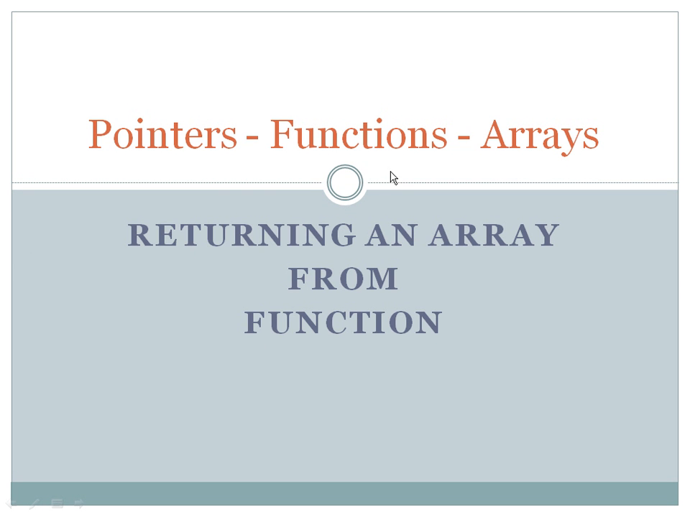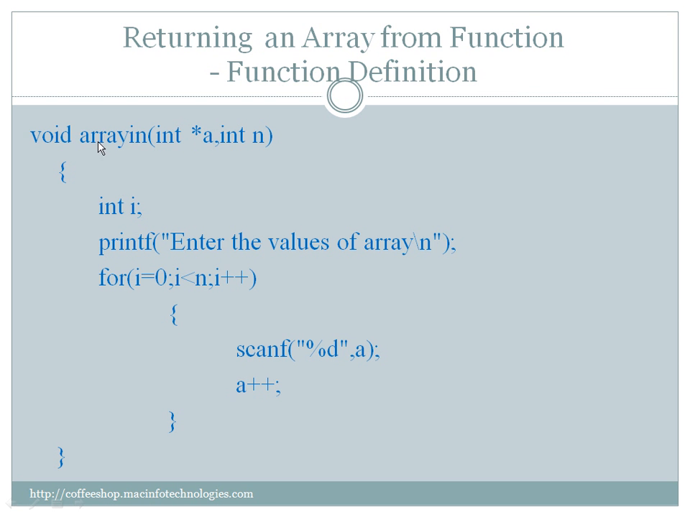So we will see returning an array from the function. How can we return an array from the function? We have declared a function, we have defined a function array in. This is a function which will take the values from the user and will send it to the main function. So we can call it from a main function, we can call it from any function.